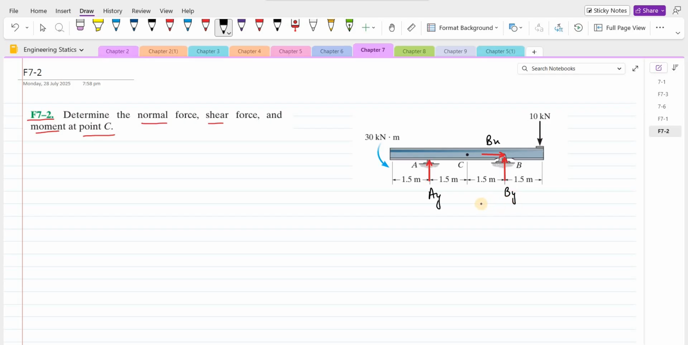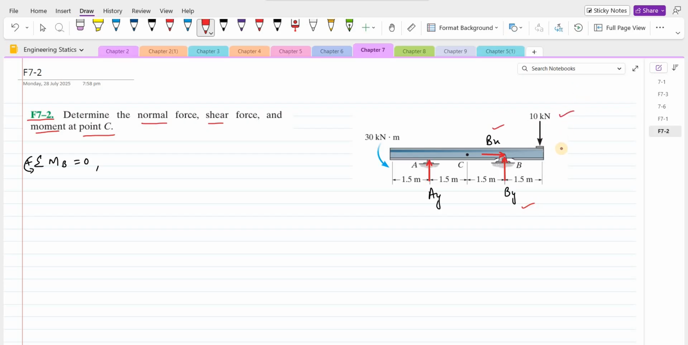Now we can use equations of equilibrium to determine these support reactions. My first equation is summation of moments at point B equals 0. I am considering counterclockwise direction as positive. Since the line of action of Bx and By passes through the point B, these two forces do not have any moment with respect to the point B. So Bx and By will not produce any moment about the point B.